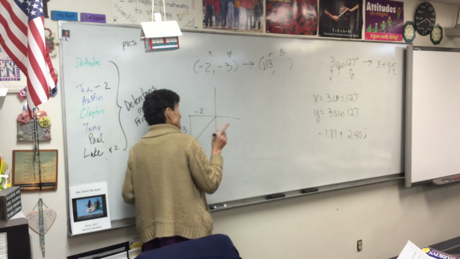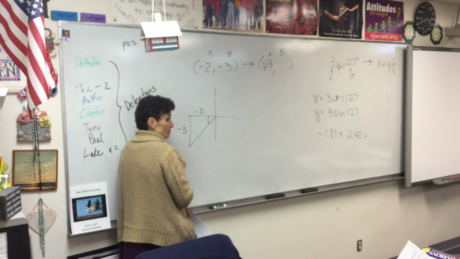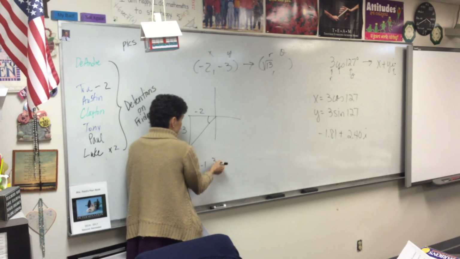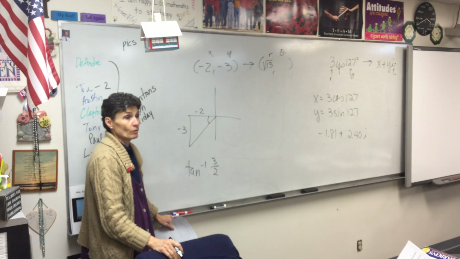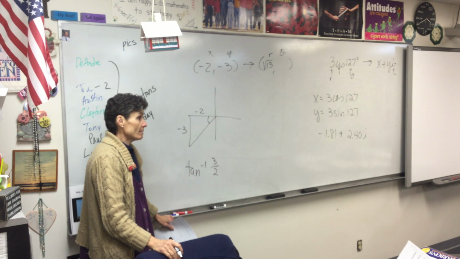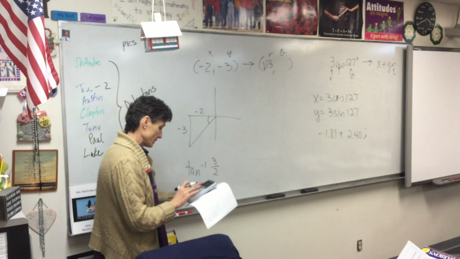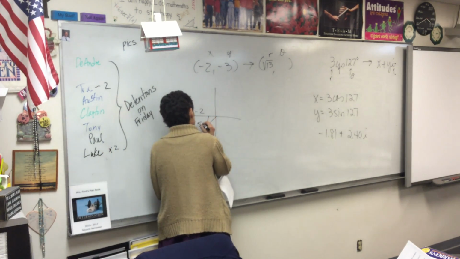Now, this is the tricky part. You need to find this angle. And we all know how to find that, right? Second tangent, 3/2. Remember, tangent is opposite over adjacent, y over x. Right? Now, when I find that, which is not hard to do on my calculator, second tangent 3/2, I get 56.31.